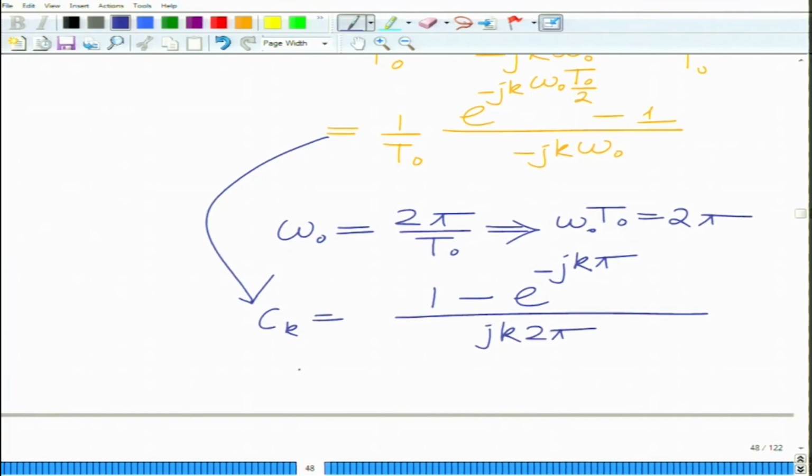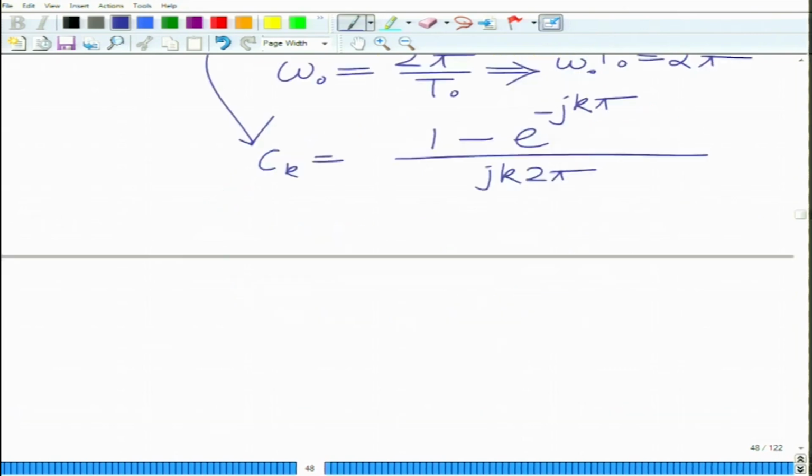So, this is the expression for the coefficient Ck, which is the complex exponential Fourier series coefficient. Ck is (1 minus e raised to minus j k pi) divided by j k into 2 pi. We have used the principle that omega naught T naught equals 2 pi, so omega naught T naught over 2 is simply pi.